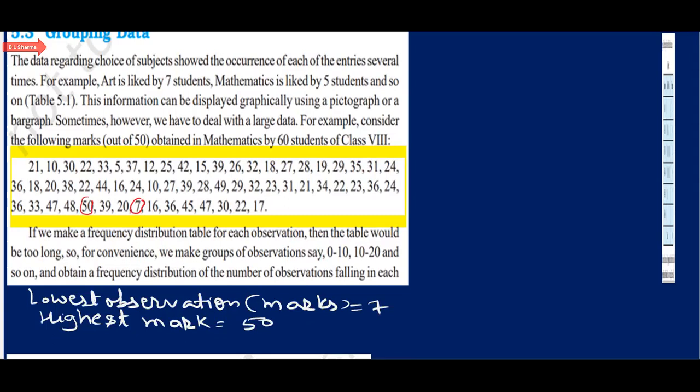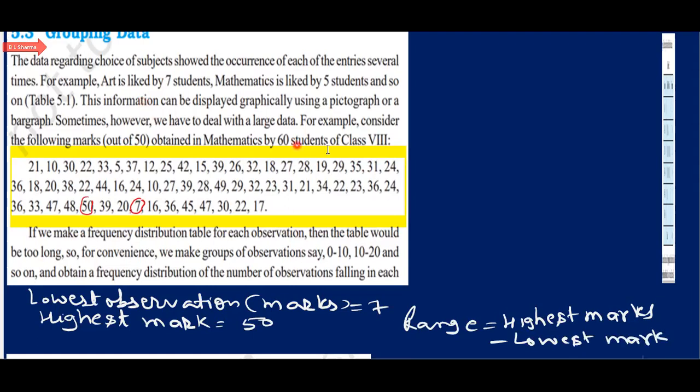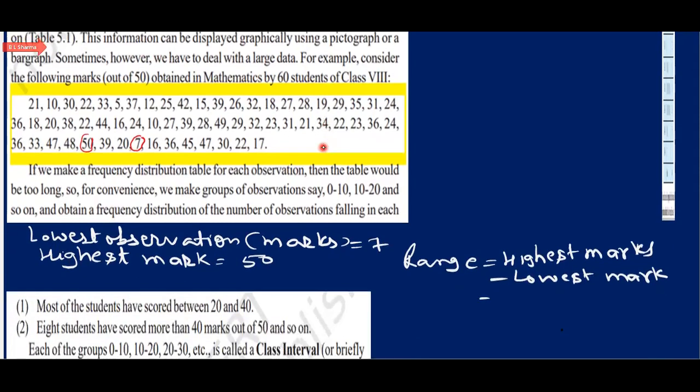So first of all, we find out the range of the data. What is the range? Range means the highest marks, means highest observation, minus lowest mark, means lowest observation, that here is 50 minus 7, that is 43. This is our range. So in the beginning we find out the range, and range here is 43.